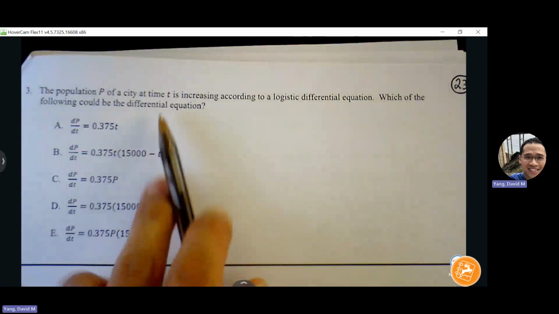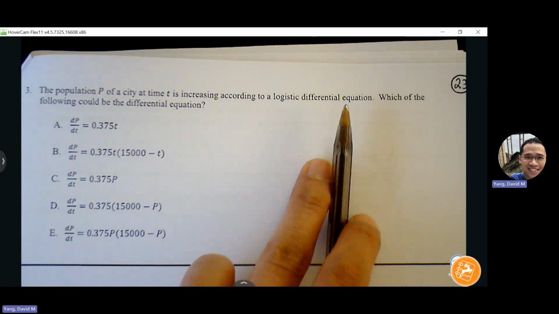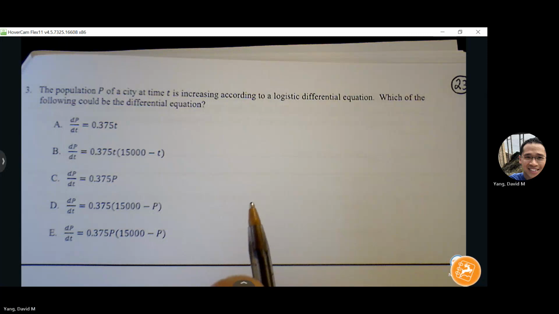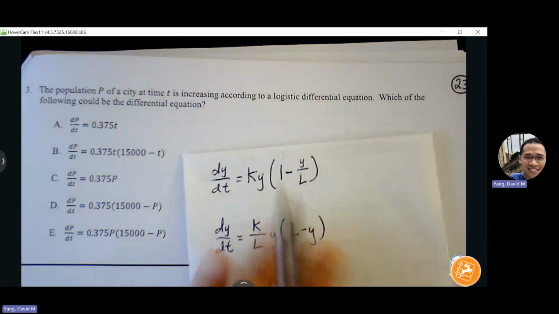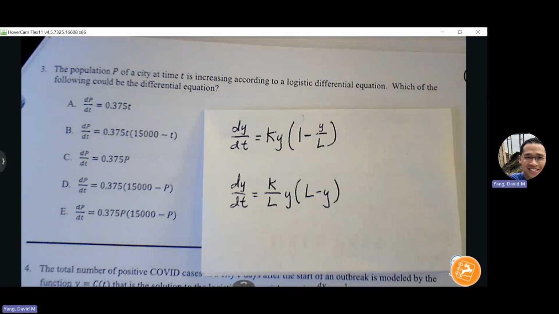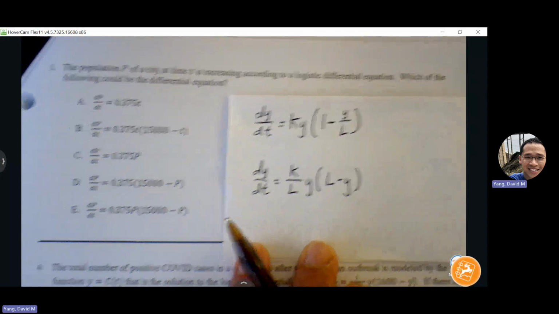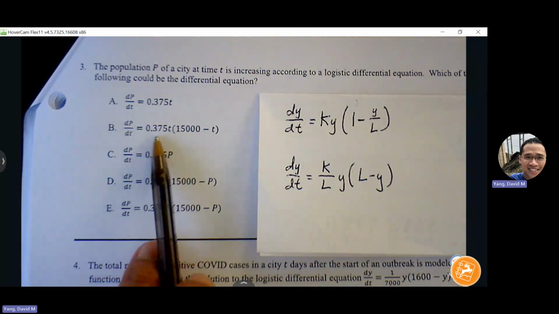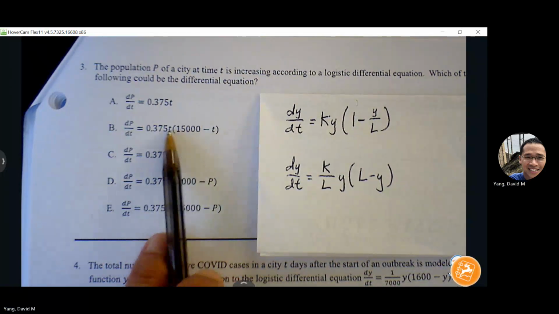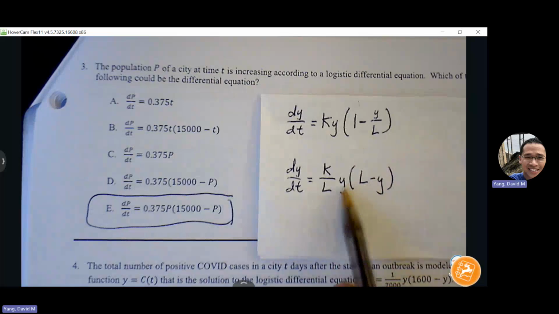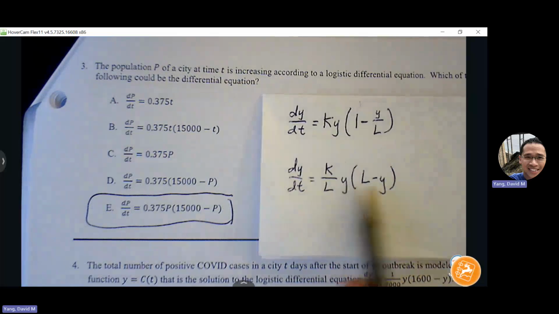Okay, population P of a city at time T is increasing according to a logistic differential equation. Which of the following could be the differential equation? So we want to find one that has the look that we are seeking. Which one has the features that we're looking for to make it a logistic differential equation? Yeah, so B, we need this to be a dependent variable. So it's just going to be what? Just E. Yeah, time is the independent variable. We need that Y, that dependent variable, showing up twice.